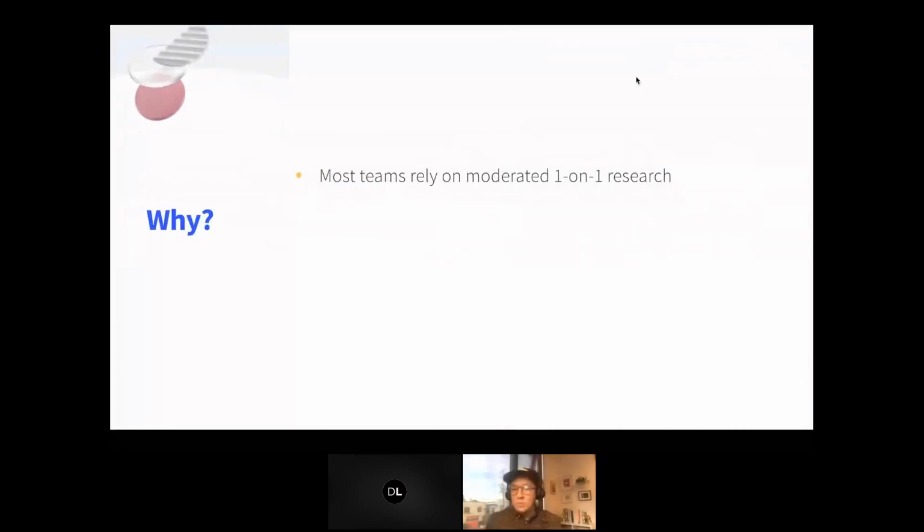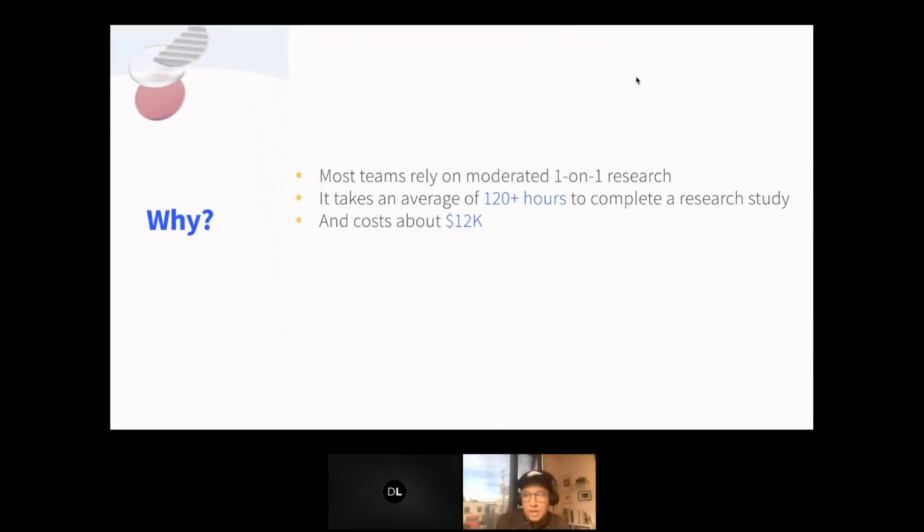So why is that? Well, mostly teams rely on a moderated one-on-one research methodology. If you think about the spectrum, there's the moderated versus unmoderated side of the coin. Moderated obviously being the lab-style interview. And that's really difficult because it takes a lot of time to complete any of those sessions. Obviously coordinating and finding those individuals to meet with one-on-one, scheduling, actually holding and facilitating the session, and then extrapolating insights on that one-on-one basis takes a lot of time and is very costly.